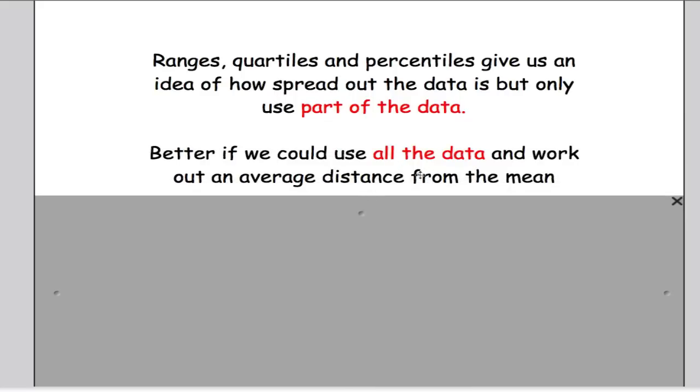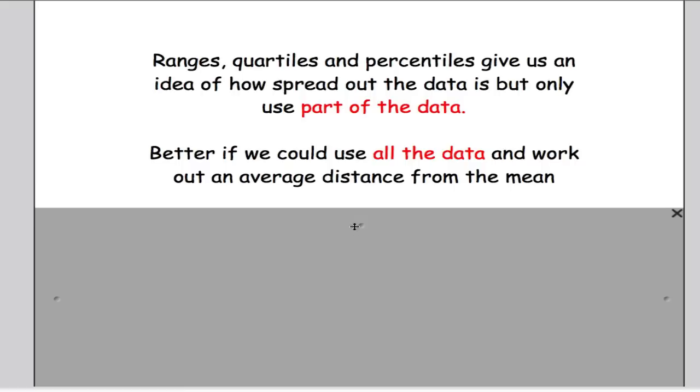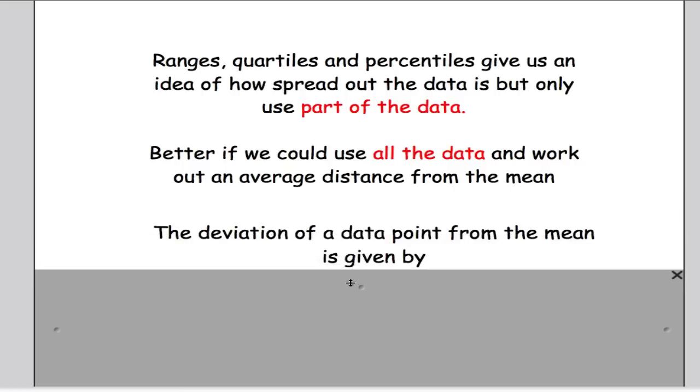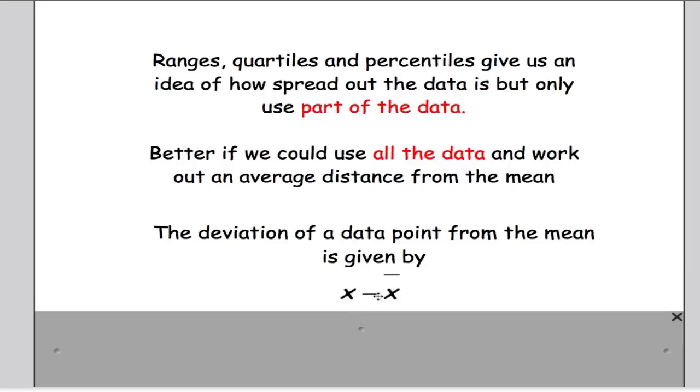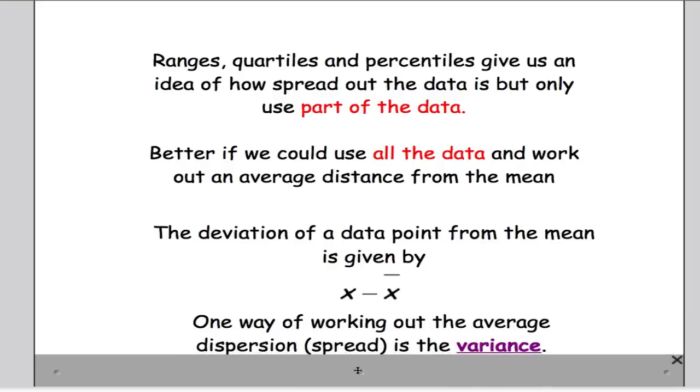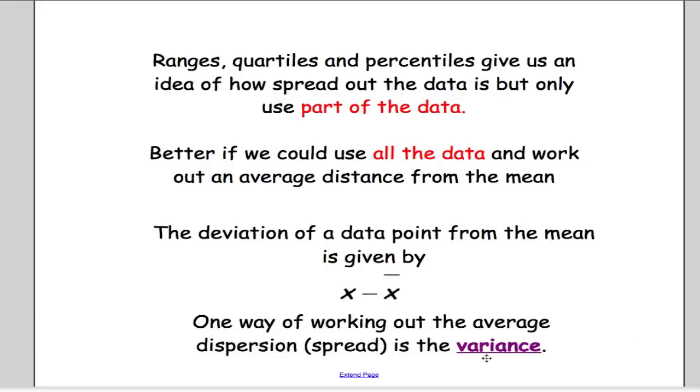So what we're going to look at now is working out the average distance from the mean, because the mean tells us a number which is a best representative of the data, the central tendency of the data. So we're going to look at working out the average distance, and the deviation, or the distance of a data point from the mean, is given by the value of that data point take away the mean. One way of working out this average dispersion or spread is called the variance, and that's what we're going to really focus on today.